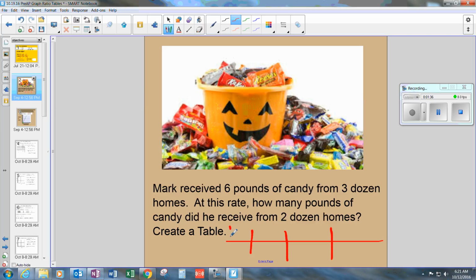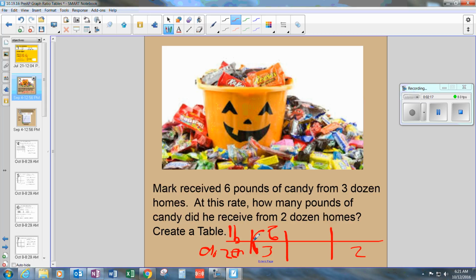So this is about pounds, and these are dozens of homes. 6 pounds of candy, you get from 3 dozen homes. I would like to know how many pounds of candy I can get from 2 dozen homes. Well, looking at what we know about ratio tables, we can do it between or within. I'm gonna do it within.